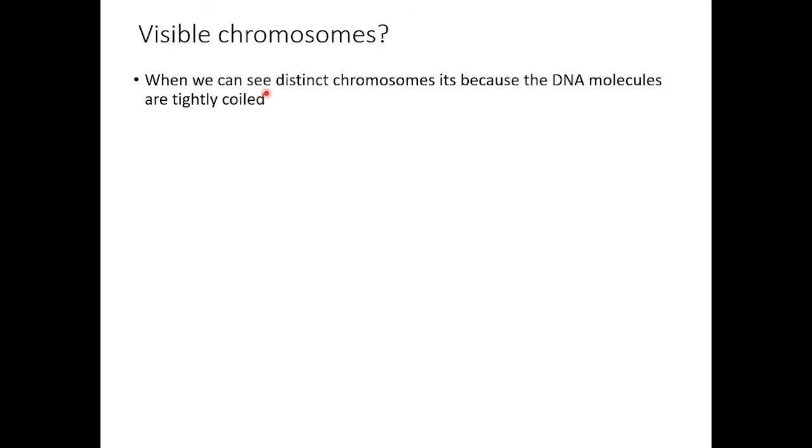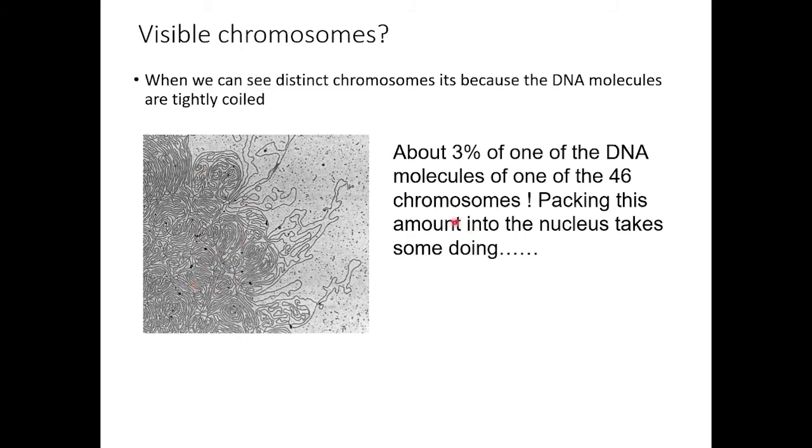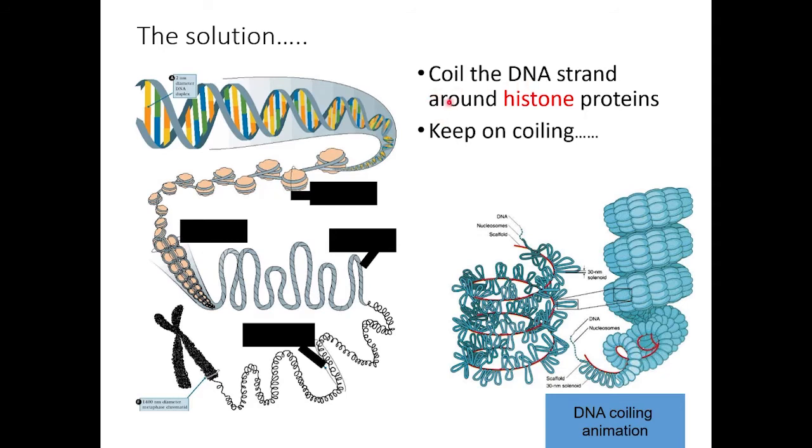Visible chromosomes. When we can see distinct chromosomes, it's because the DNA molecules are tightly coiled. This is like the strands of DNA, which is normally contained in the nucleus. About 3% of one of the DNA molecules is one of the 46 chromosomes. Packing this amount into the nucleus takes some doing. The cell coils the DNA strand around histone proteins and keeps on coiling.